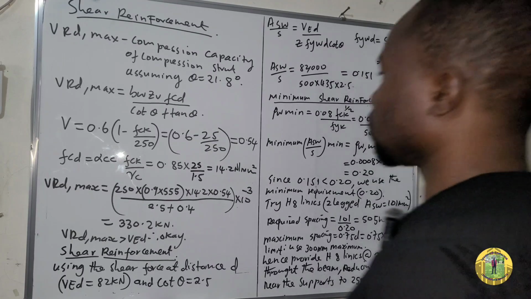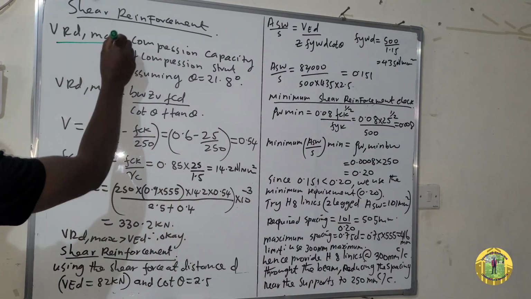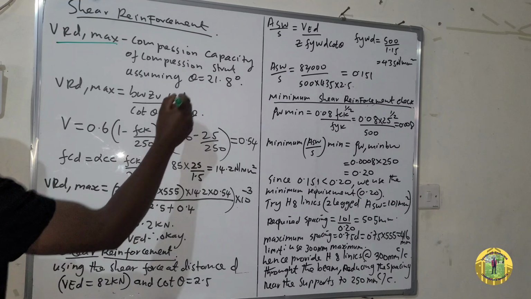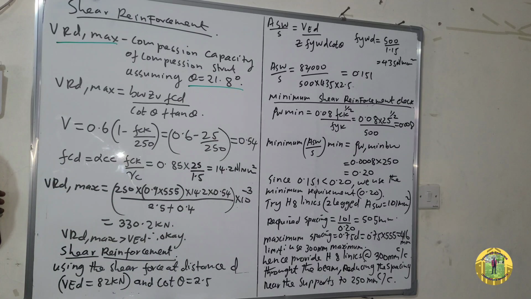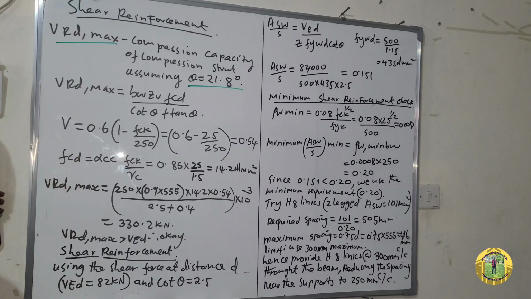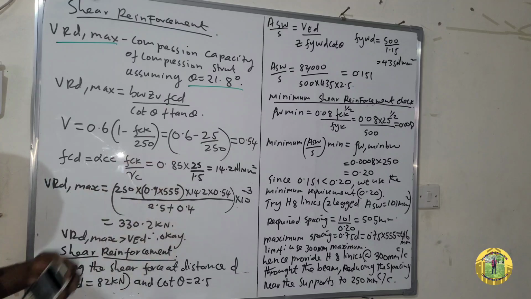So let's calculate the VRD maximum, and this is the compression capacity of compression struts, assuming theta is equal to 21.8 degrees. So VRD max is given by this formula. BW is the breadth of the web, and Z is 0.9 D, and then V is given by 0.6 into bracket 1 minus FCK over 250, which is equal to 0.6 times (1 minus 25 over 250), you'll get 0.54.